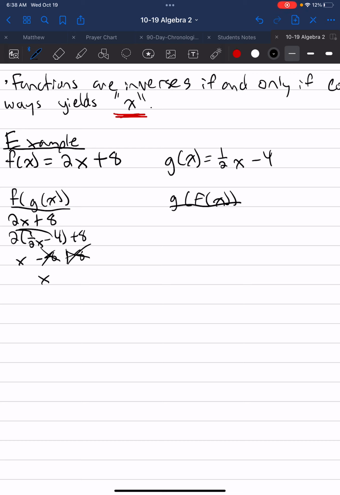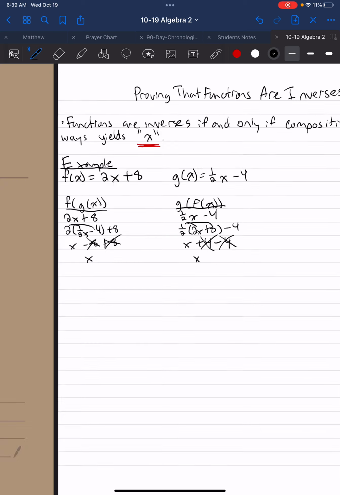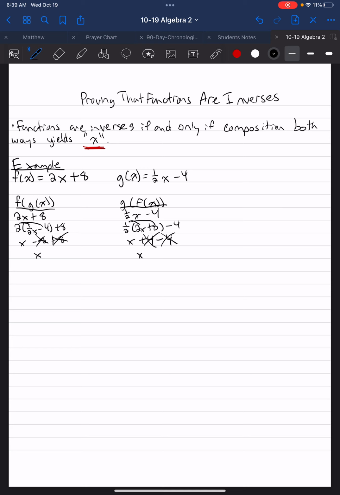And then here, I'm writing the first one, replacing it here: 2x plus 8 minus 4, distribute again. That gives me x plus 4 minus 4. And notice, usually once you get to the step where you're distributing, especially with linear, you end up just canceling out with x. Okay, so that's proven that the functions are inverses.